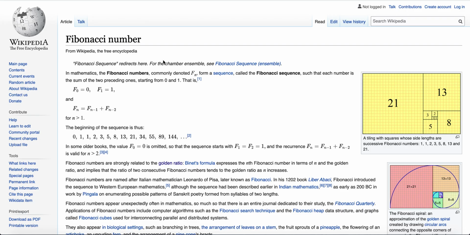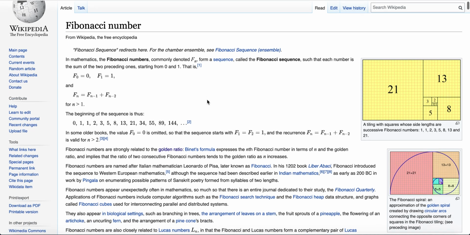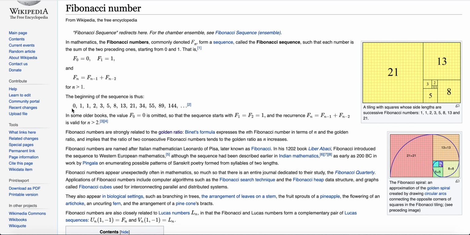If you remember high school or college, you probably came across the Fibonacci number. So what is a Fibonacci number? Basically, you start with 0, 1, and you just keep adding the previous two numbers. So 0, 1, then 1 plus 1 is 2, 2 plus 1 is 3, 3 plus 2 is 5, 5 plus 3 is 8. So this is just the Fibonacci.